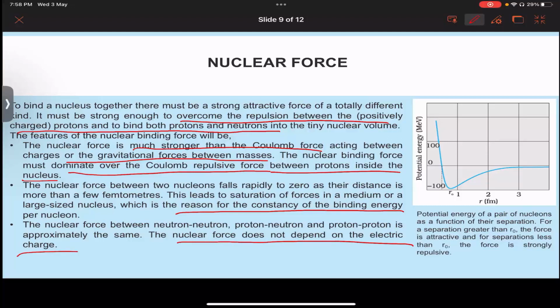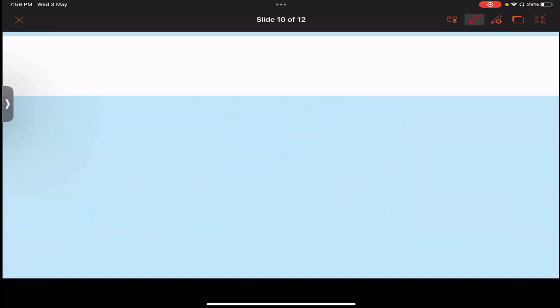Okay, so this is actually the plot of the potential energy of a pair of nucleons as a function of their separation. Okay, so you can see that this is your R0. For separation greater than R0, the force is attractive in nature, and for separations less than R0, the force is strongly repulsive. So if you keep increasing, the force of attraction also increases.